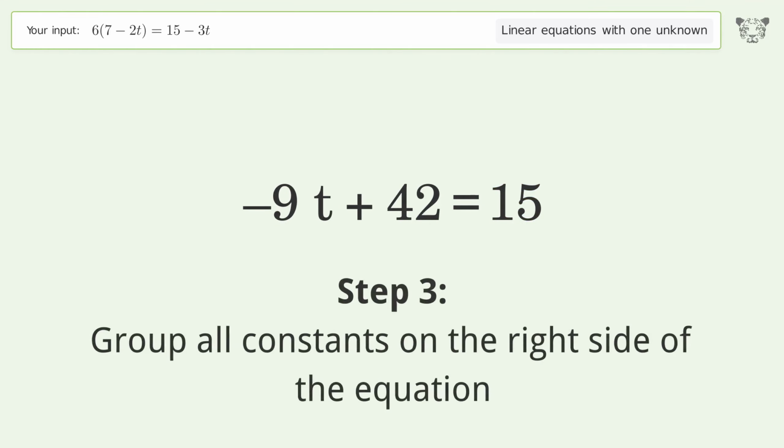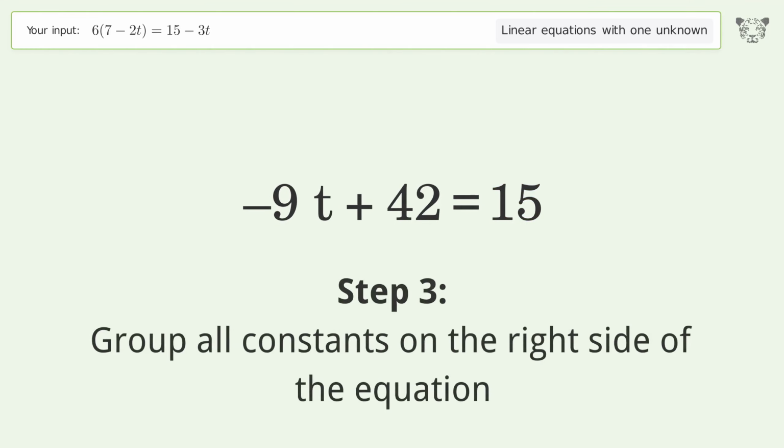Group all constants on the right side of the equation. Subtract 42 from both sides. Simplify the arithmetic. Isolate the t. Divide both sides by -9.